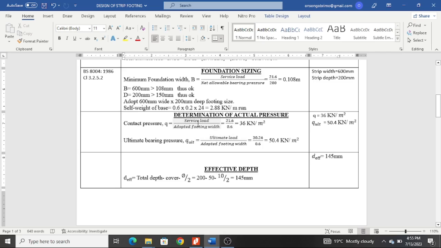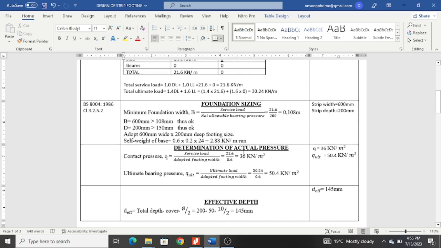Therefore you do 21.6. This is the service load. Remember, it is not the ultimate load. We have not yet started using the ultimate load. So 21.6 divided by 0.6. The 21.6 was the total service load. And then you divide by 0.6, which is the footing width, to get this value.